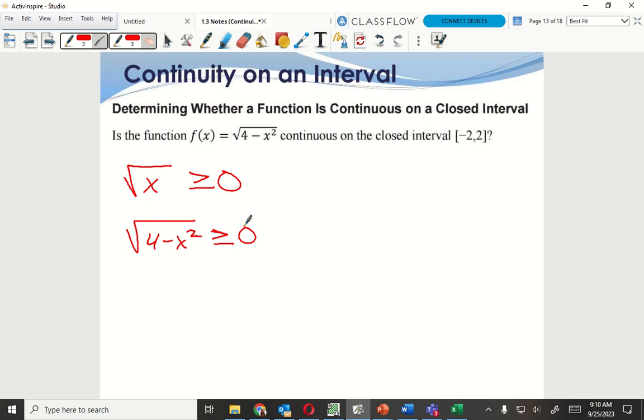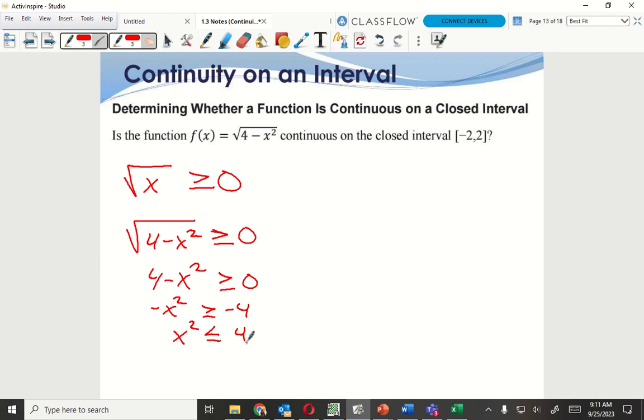So first thing I'm going to do, let's get rid of the square root. How do I get rid of the square root? By squaring it, right? Square both sides. 0 squared is 0. So we get 4 minus x squared is going to be greater than or equal to 0. Now what do I do? Subtract 4. So negative x squared is going to be greater than or equal to negative 4. And multiply by negative 1. So x squared has to be less than or equal to positive 4.